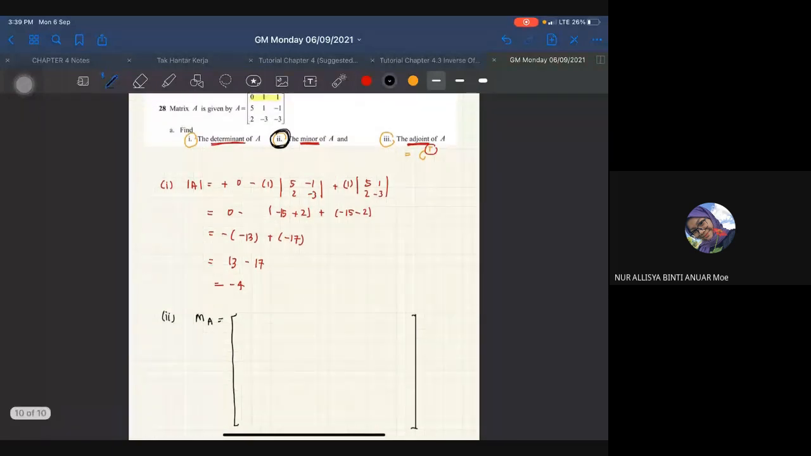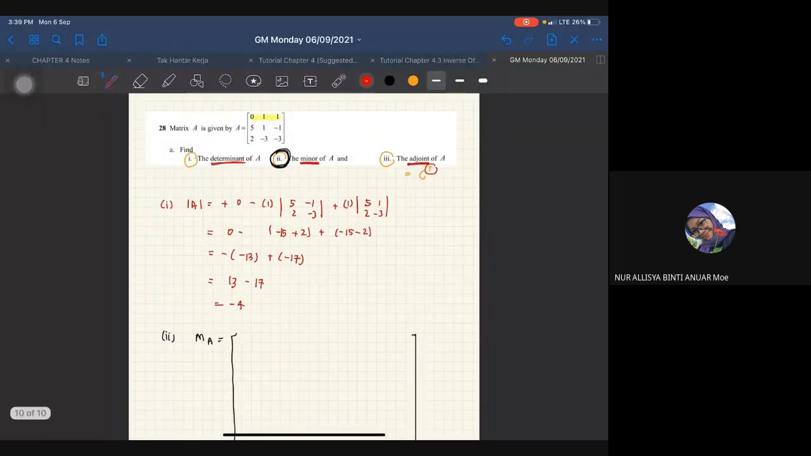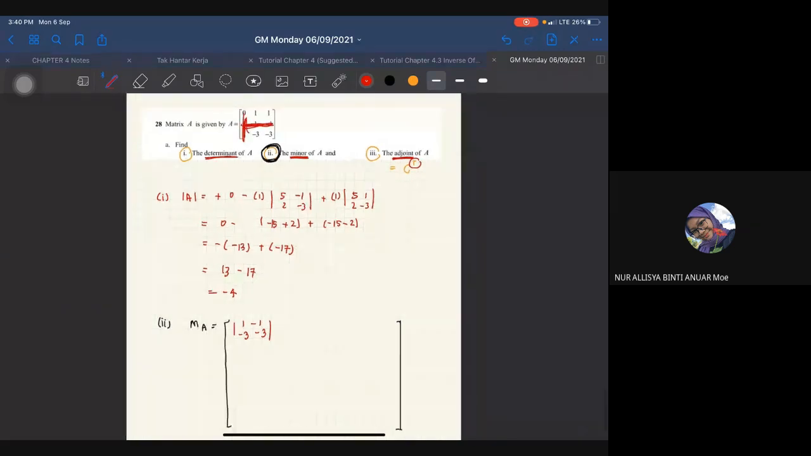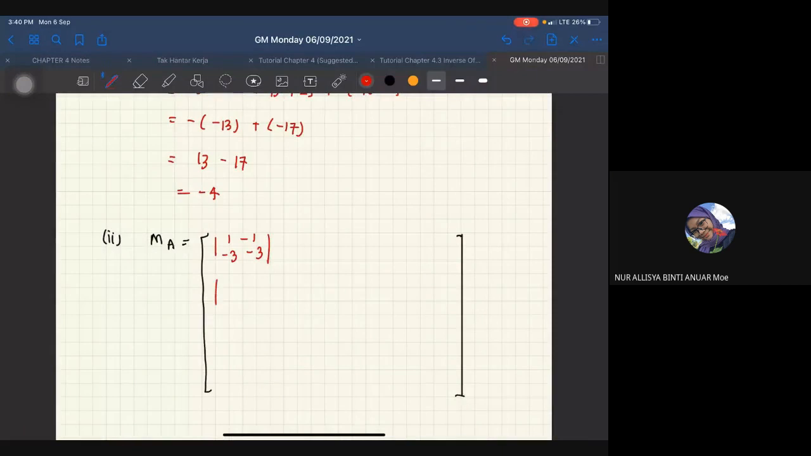Okay, and then awak akan ambil apa yang akan tinggal setelah awak delete dia punya row dan juga column. So maksudnya untuk the first element, awak buang this one dengan this one. So yang tinggal is 1, negative 3, negative 1, negative 3. Okay, macam tu. And then for the second one, awak akan buang pula this one dengan this one. So awak akan tinggal 1, 1, negatif 3, negatif 3.